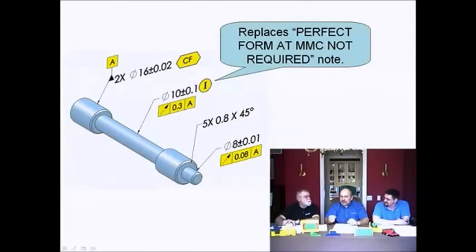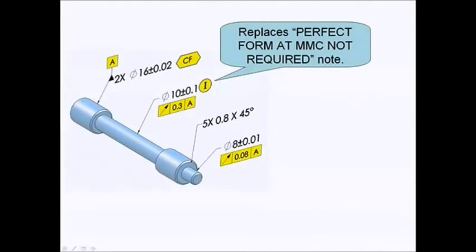Yeah, when you have a feature of size with a fairly tight size tolerance, but it's a really long feature, rule 1 became pretty impractical.